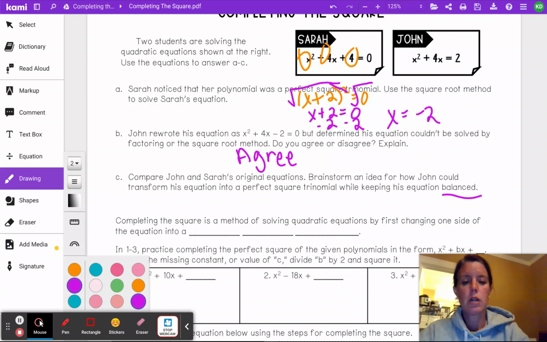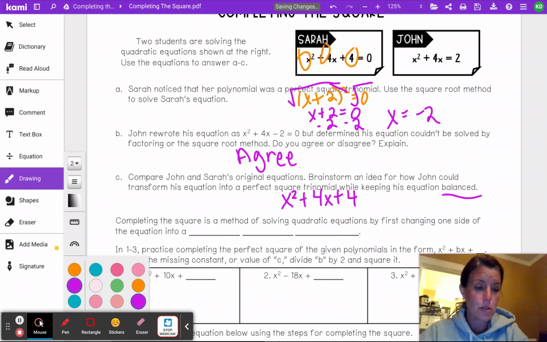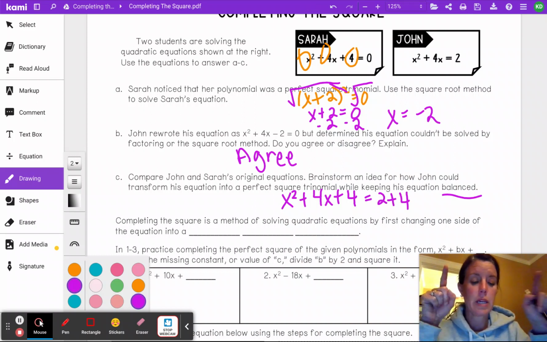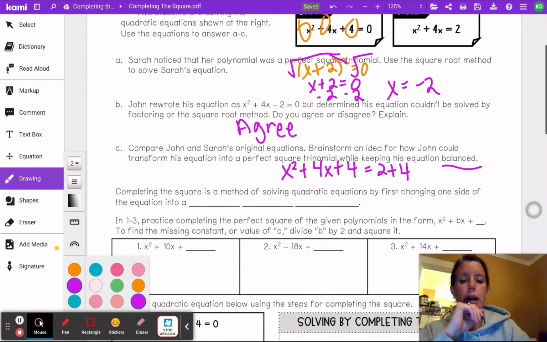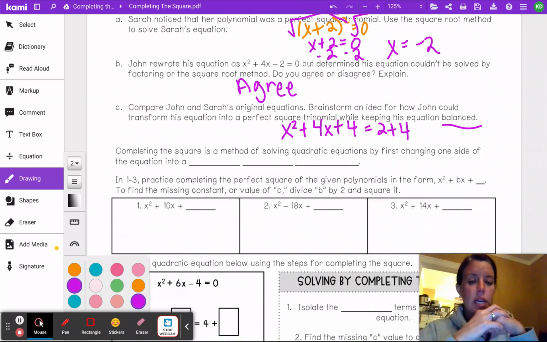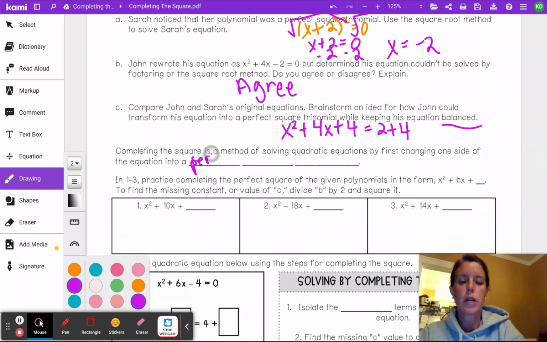If you discovered that we could just rewrite this as x squared plus 4x plus 4, because that's what Sarah's is, and hers was a perfect square trinomial, all we had to do is add that 4 in there. But remember, what you do to one side, you have to do to the other. Okay? Keeping it balanced. That's why I underlined balance. Okay, so completing the square. That's a method of solving quadratic equations by first changing one side of the equation into a perfect square trinomial.